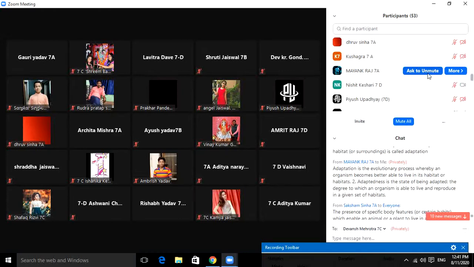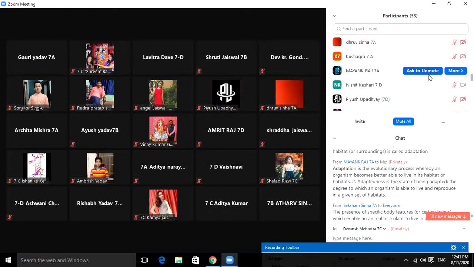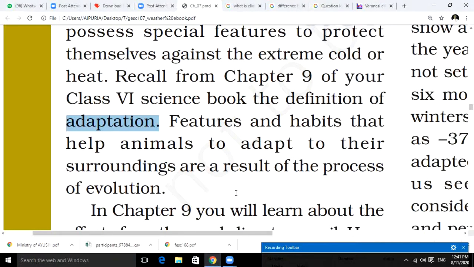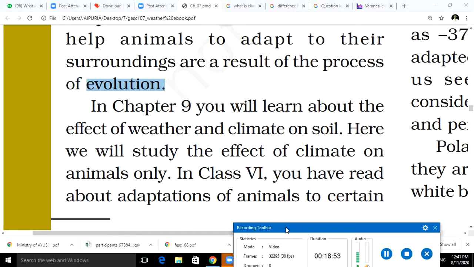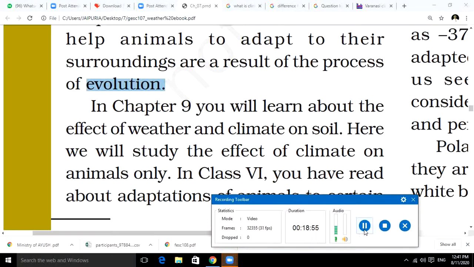So today we have understood climate and adaptation, how things change, and the features and habits that help animals adapt to their surroundings, and the result of this process is evolution. Next time we will discuss how different animals adjust according to the climates.